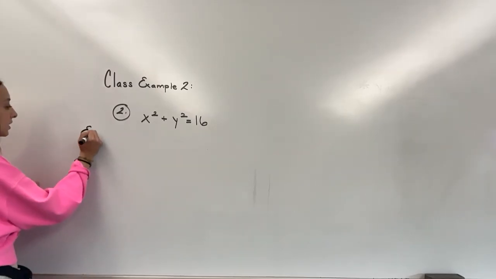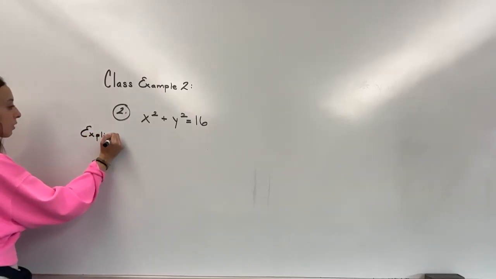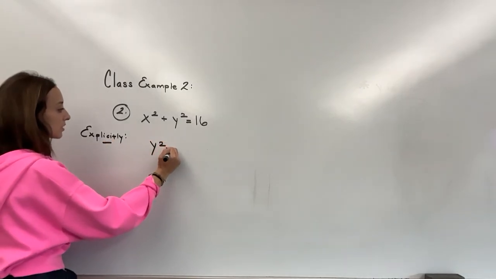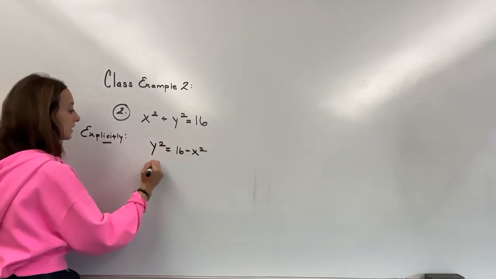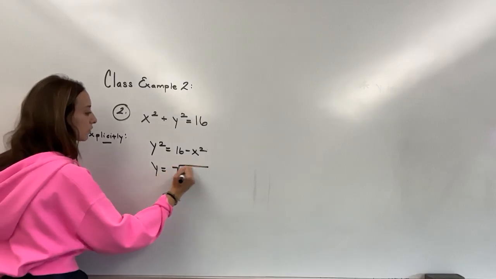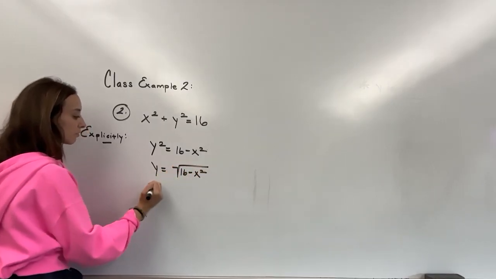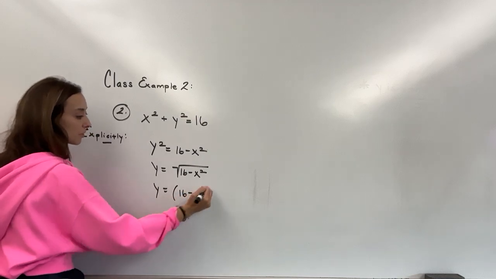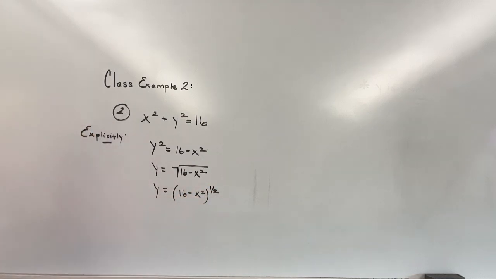So again, explicitly is what we would have done solving for y. So I'm going to solve for y. I get y squared is equal to 16 minus x squared. I take the square root. I get y is equal to the square root of 16 minus x squared. I'm going to rewrite that using everything we've talked about in chapter 3.1 to 4.1. I'm going to rewrite it using exponent rules instead of a radical.